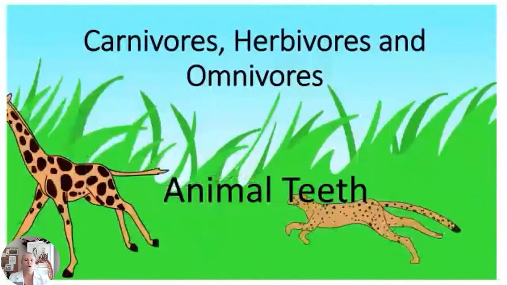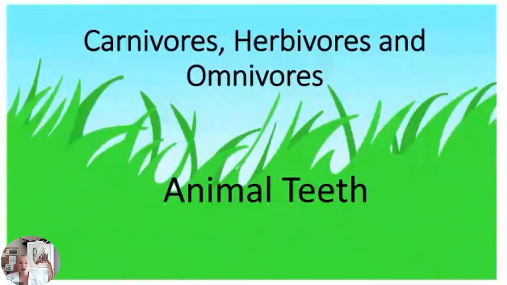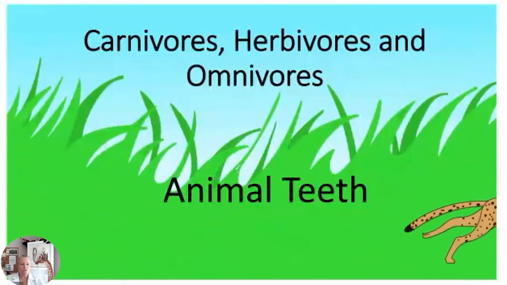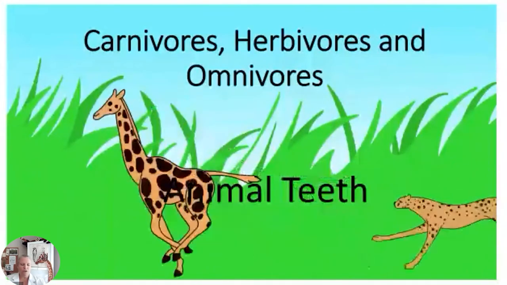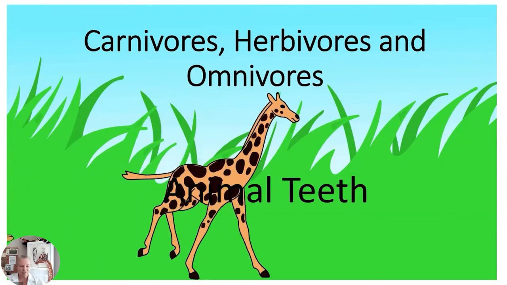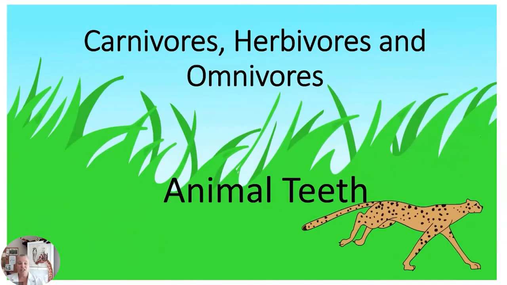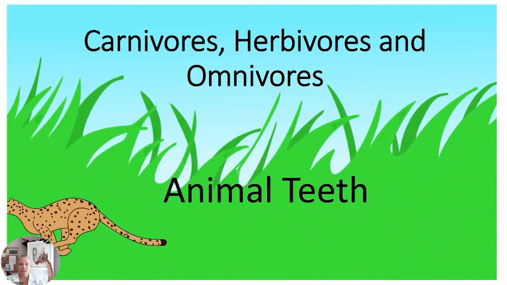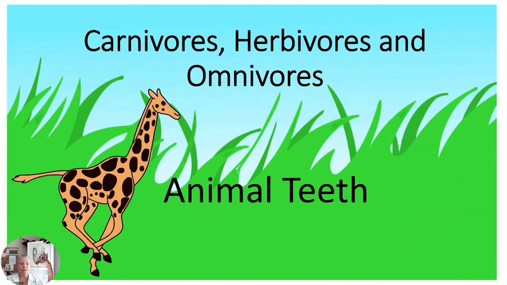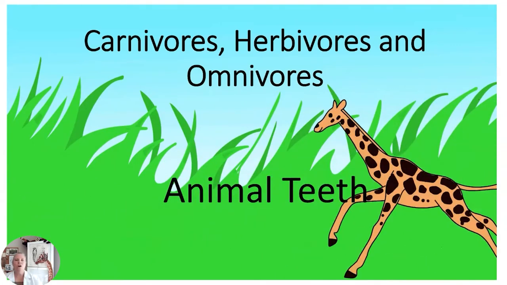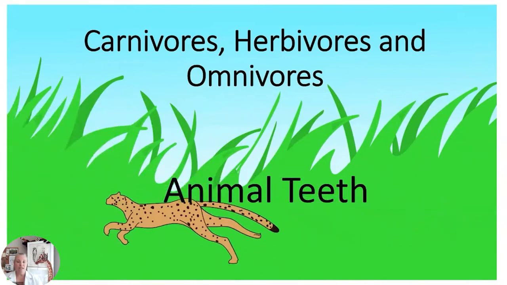All right, so let's get started. Carnivores, omnivores, and herbivores. Give me a thumbs up if you see the green grass on your screen. And do you see the giraffe running and the cheetah chasing it? Well, why is the giraffe running away from the cheetah? Oh, because one is an herbivore, a plant eater, and one is a carnivore, a meat eater.